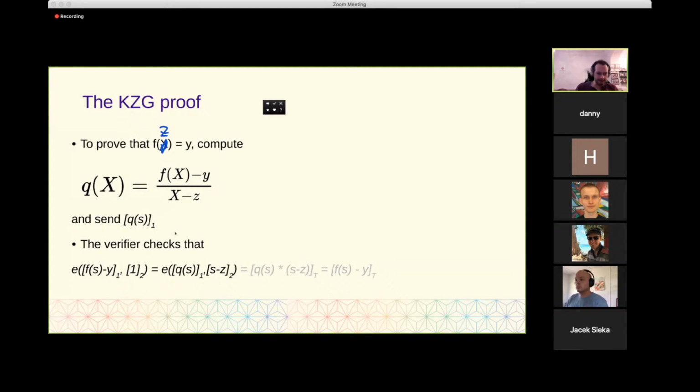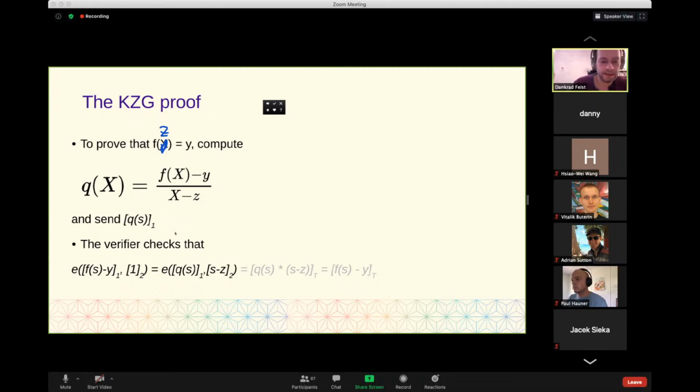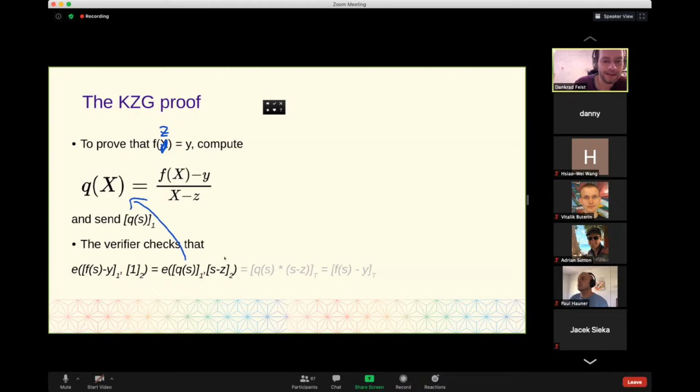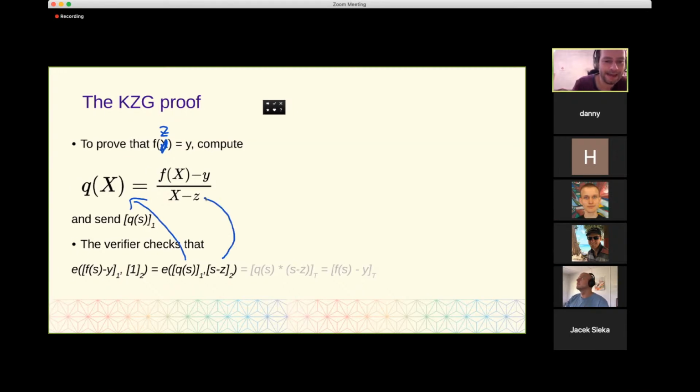And the verifier then checks that e of f of s minus y paired with 1 equals e of q of s, so that's the commitment to this quotient, paired with s minus z. If you look at this, that's a commitment to the denominator here, right? x becomes s, that's a commitment to the denominator polynomial. This is the equation that the verifier checks.